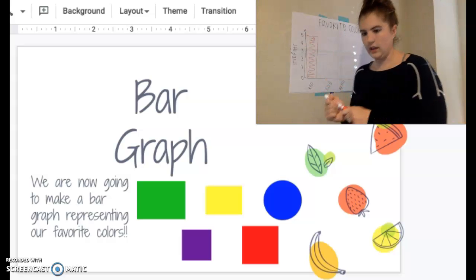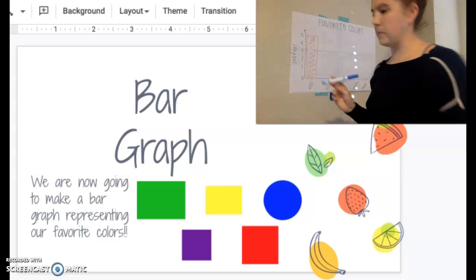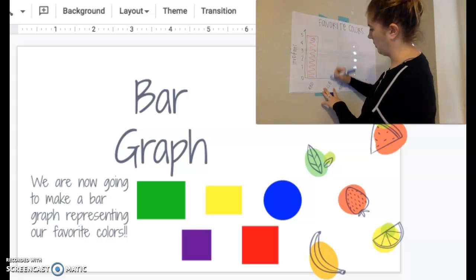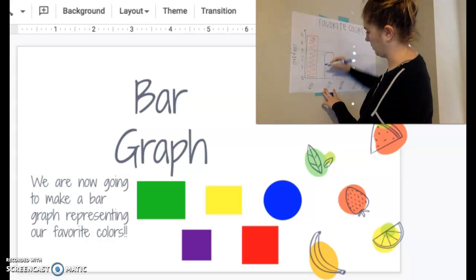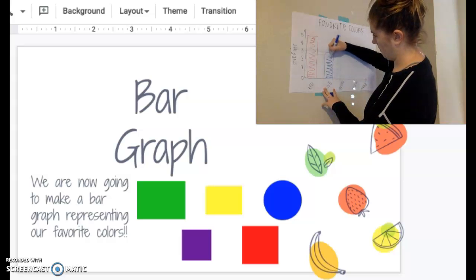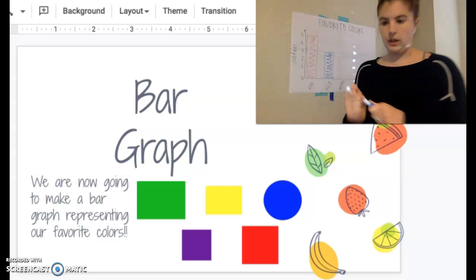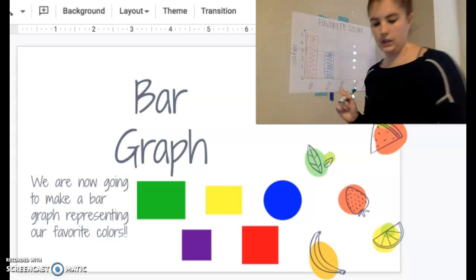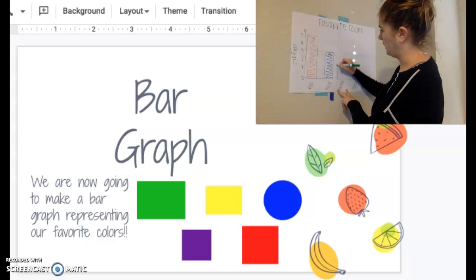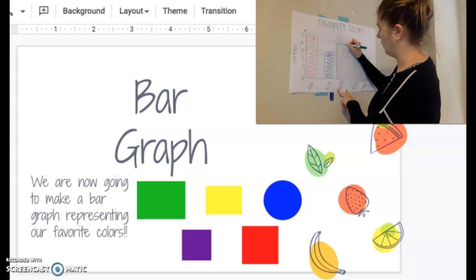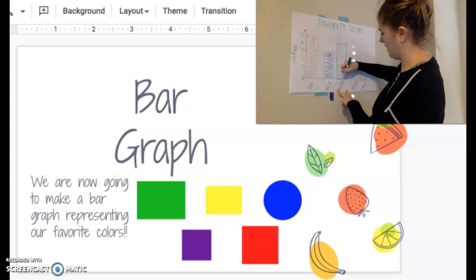Okay. The next color was blue. There was 3 students. So we'll go up to 1, 2, 3. 3 students' favorite color was blue. The next favorite color was green. There were 4 students whose favorite color was green. We'll go up to 1, 2, 3, 4, and we'll go ahead and mark that off for green.